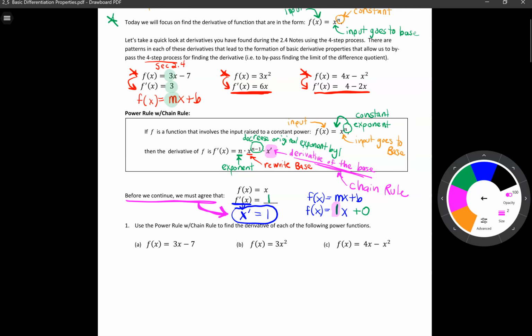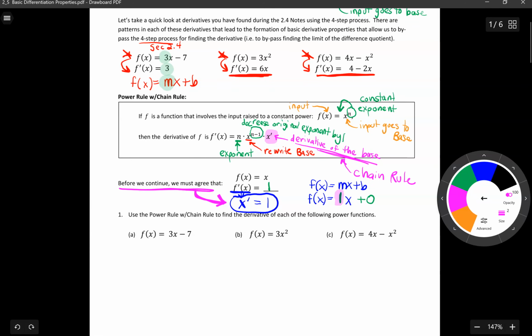I'm going to show you the power rule for those three functions that you did the difference of the limit quotient on. Okay, so here we go. Let's look at this first one. Just heads up, this original function is linear. It's a degree 1 function.